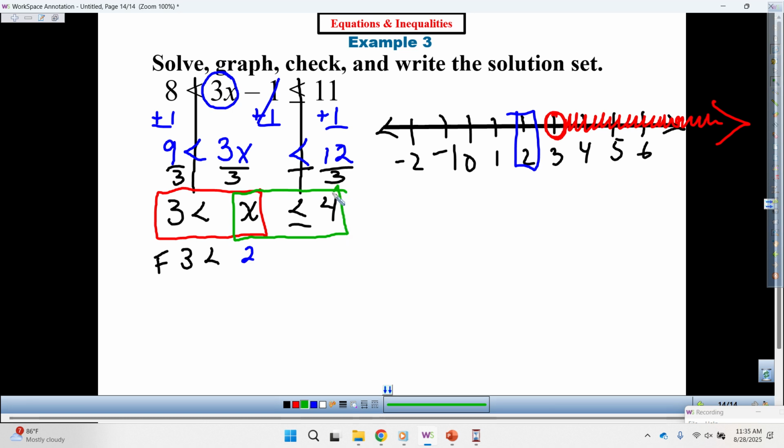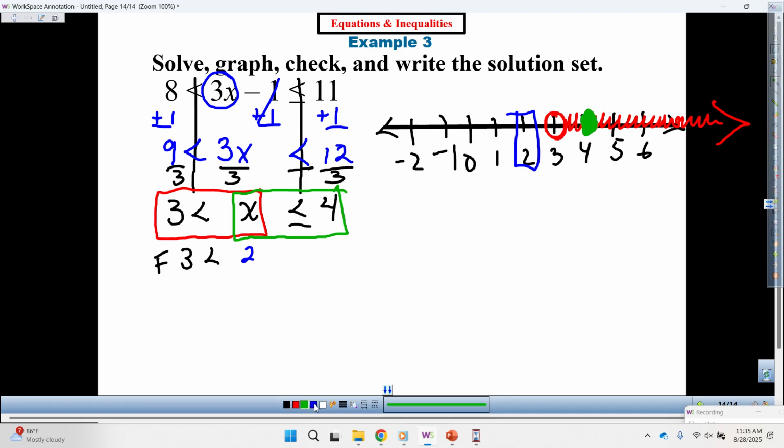Miguel, do this next section in green. What do I do? Closed point on number 4. Why closed? Because it's got an equal sign. Yes, that is correct. What number would you like to test or check?